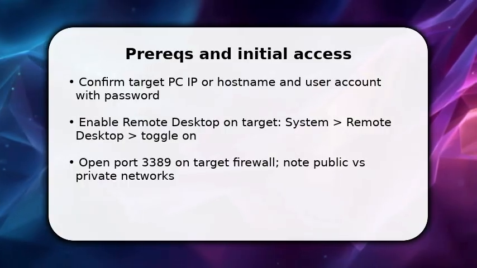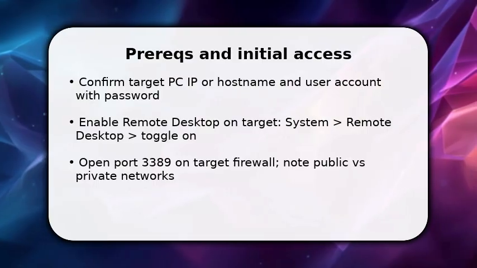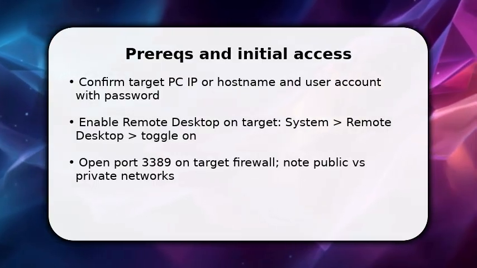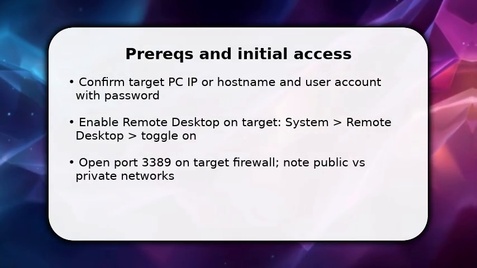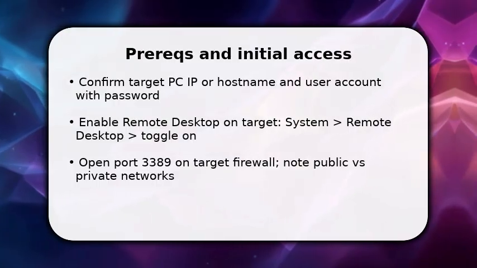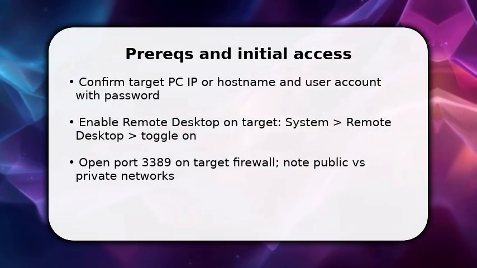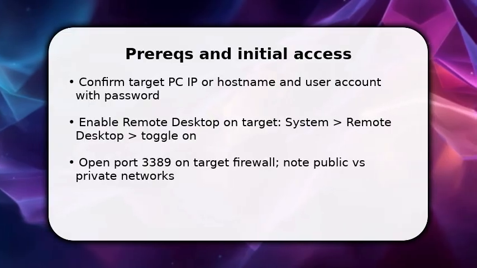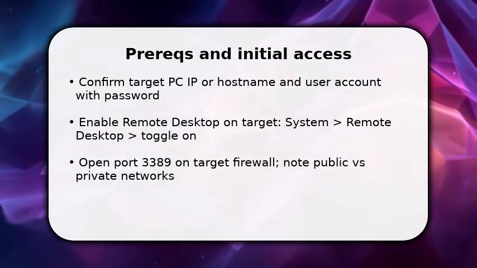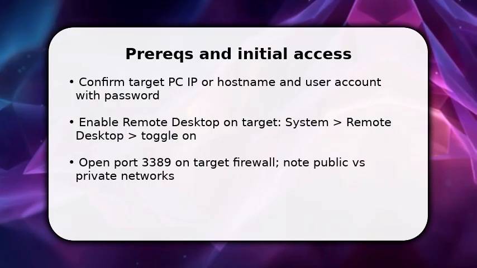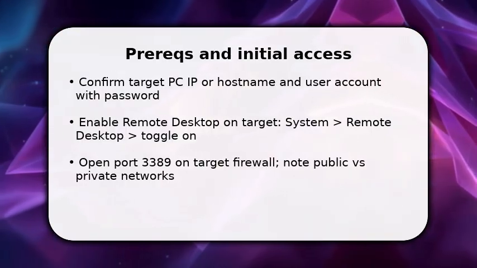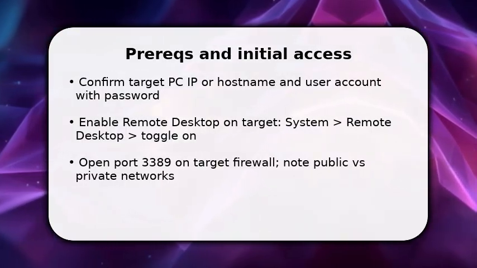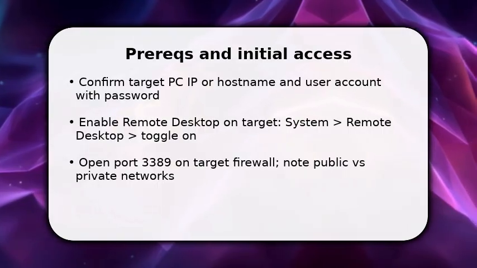You'll start by verifying prerequisites and taking the first actionable steps. Confirm the target PC's IP or hostname and a valid user account with password. Once done, enable remote desktop in system settings and allow it for your account. Make sure the target firewall has port 3389 open for remote desktop and that the machine's network profile is appropriate.